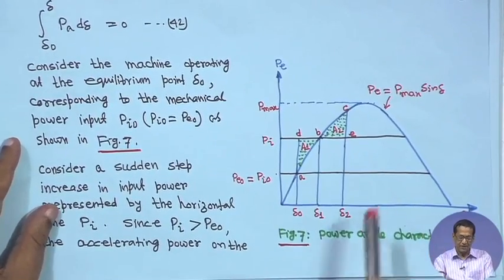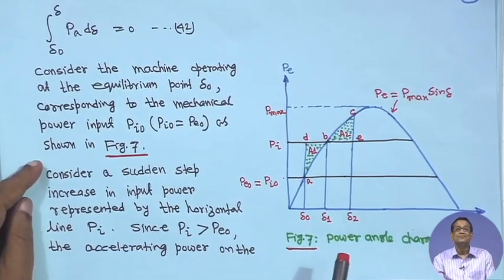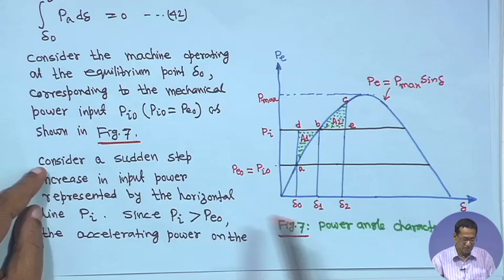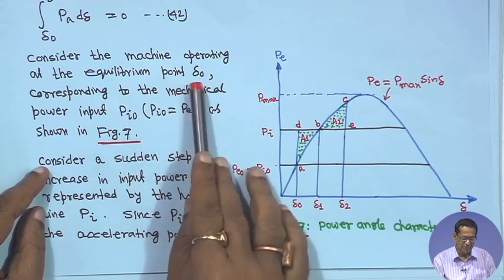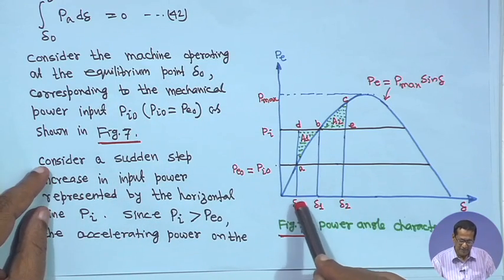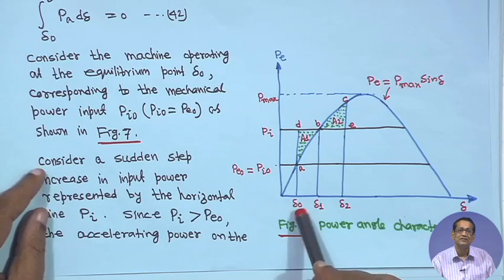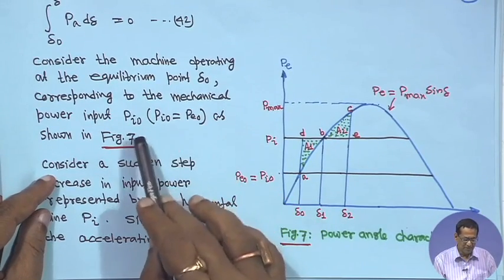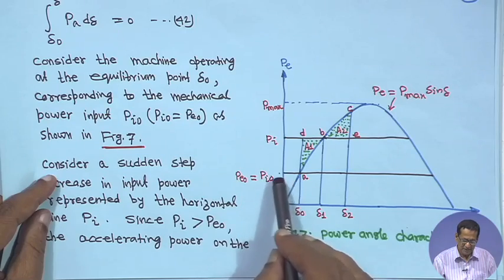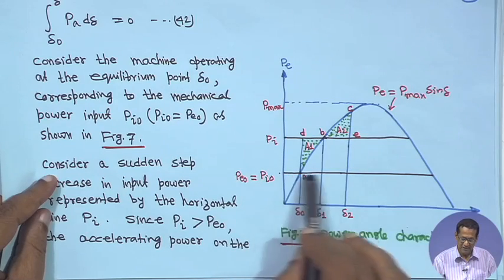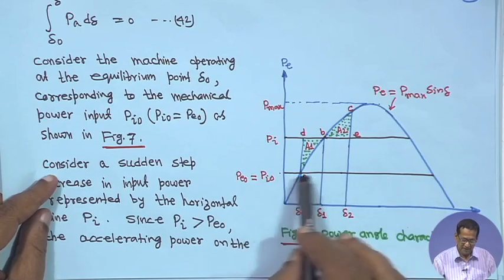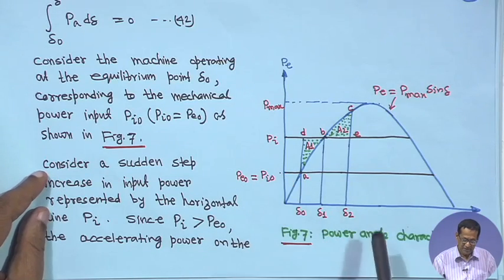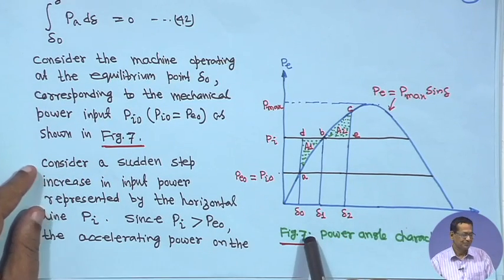Now we will come to what is the equal area criterion. You consider the machine operating at the equilibrium point δ0, corresponding to the mechanical power input Pi0. This is the mechanical power input, this horizontal line, but we are writing P0 is equal to Pi0, as shown in figure 7.